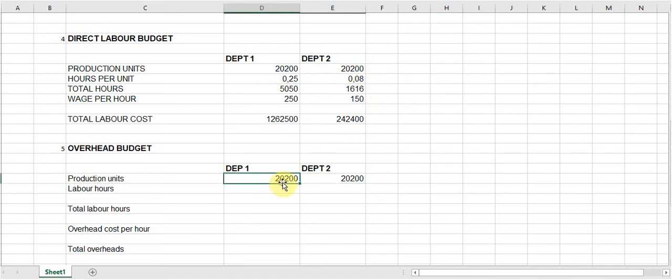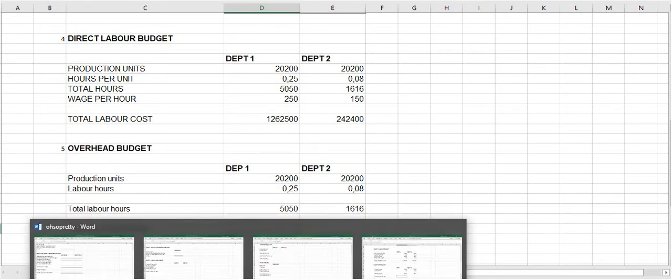It is still the same rate, 0.25 and 0.08. Then the total labor hours will still be 5,050 and 1,616. And then we need to go and look for the rate.